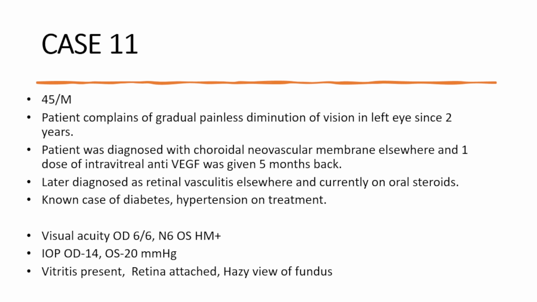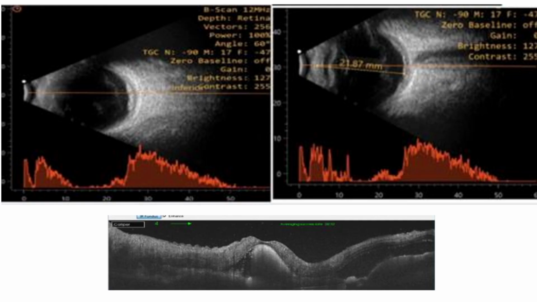The visual acuity in the right eye was normal. In the left eye, it was hand movements. The intraocular pressure in the left eye was 20 millimeters of mercury. There was vitritis present, but the retina appeared to be attached, and the retinal view was hazy. So ultrasound was advised. This is the ultrasound image of the patient. The vitreous cavity shows a few low to moderate reflective dot echoes. Along with that, there is a moderate to high reflective clump echo and retinochoroidal diffuse thickening.